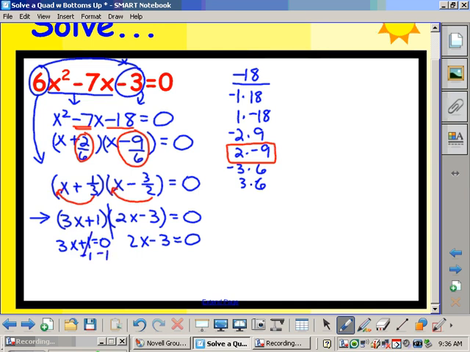So when we solve the first one, our first x-intercept will be negative 1/3. When we solve the second one, our second x-intercept is 3/2, or 1.5. And again, you could choose to go back and use the quadratic formula, and you will get the same two answers using that method as well.